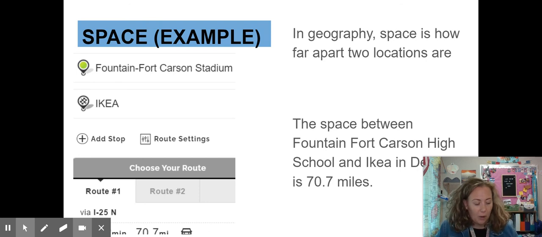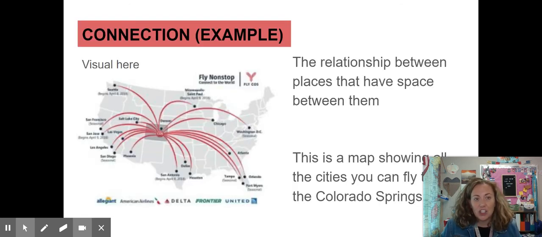So there we go. And then the final one is connection. So simply put, the relationship between places that have space between them. So basically, if you are two places that are far apart, how are you connected? As the 21st century, that's what we're at right now, we have advanced technology. We are able to travel. We are able to use internet and social media to connect with places around the world.